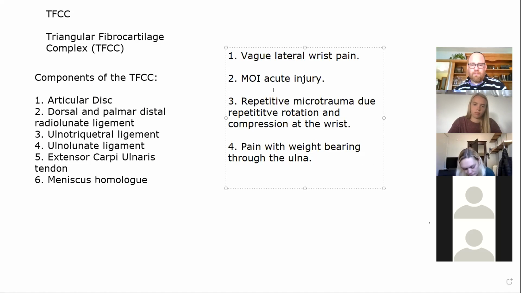Now, ultimately though, yeah, what's up? Could swinging a bat be a repetitive microtrauma for this kind of injury? It definitely could be, yes.